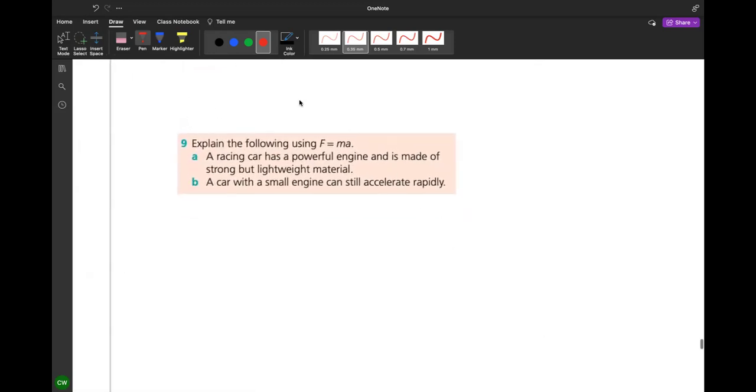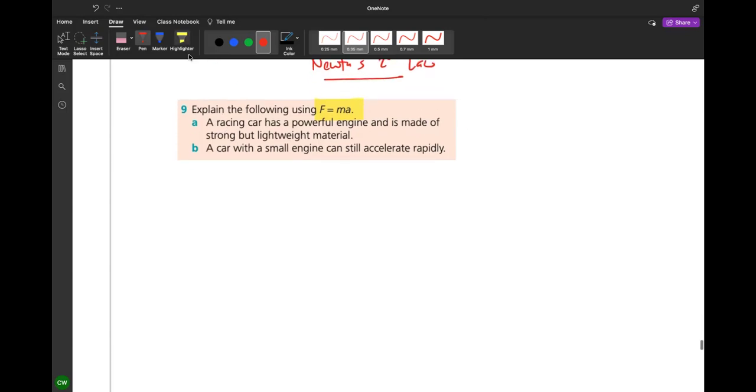Okay, explain the following by using the. Do you know what is this law? 这个是什么 law 啊？Newton what law? Second law. You need to know this is Newton's second law.